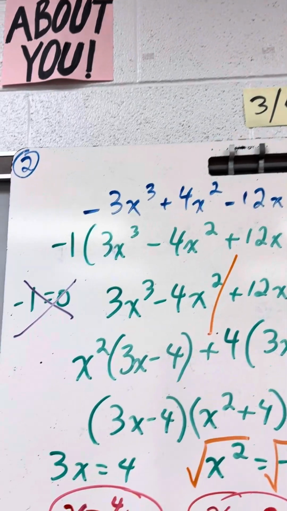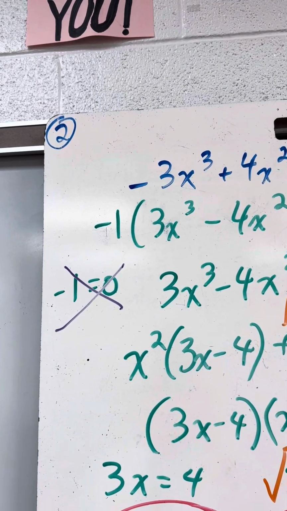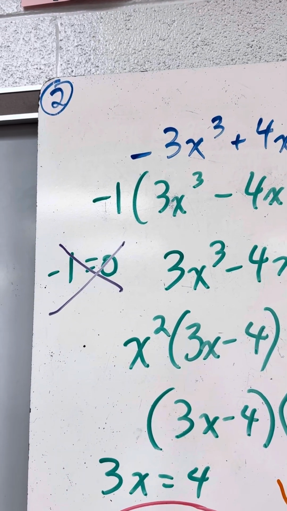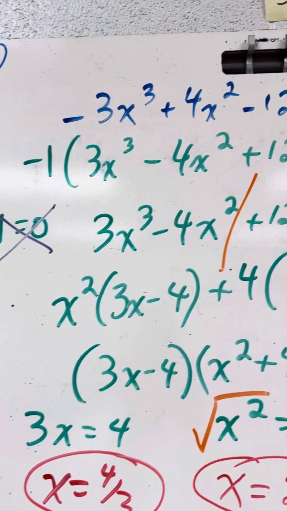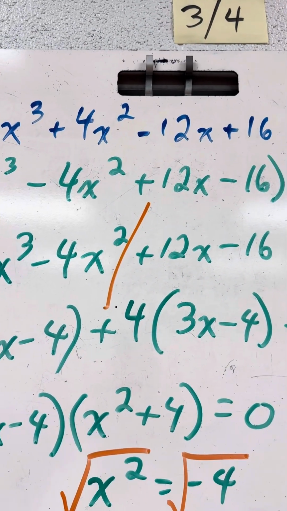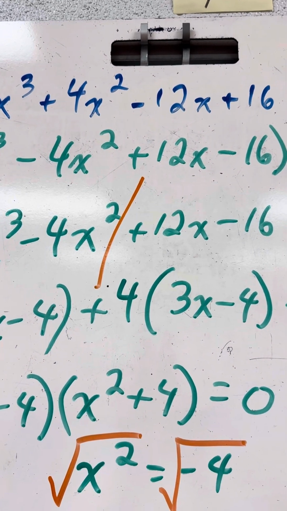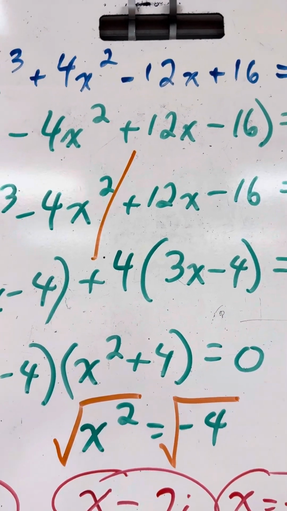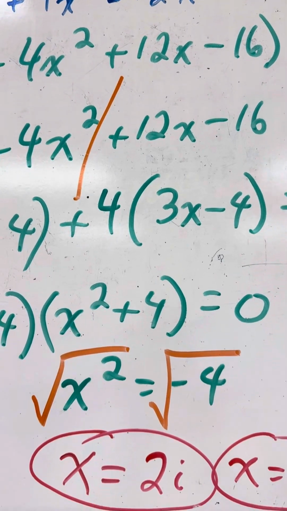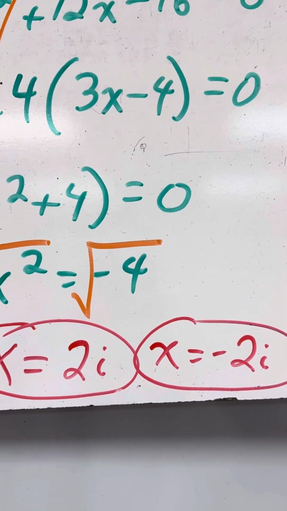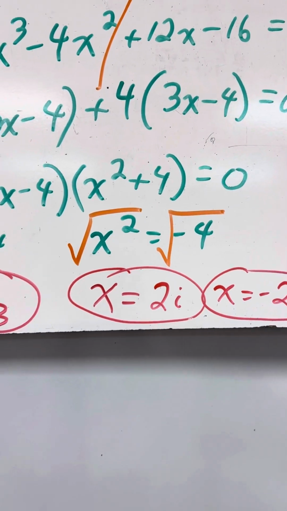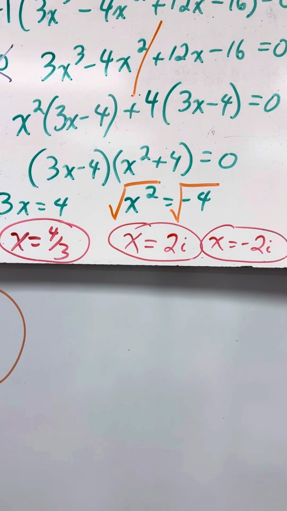So you have 3x minus 4 equals 0, or 3x equals 4. X equals 4 over 3. And you have x squared equals negative 4. Take the square root. And x equals positive 2i and negative 2i. Or you could write it as plus or minus 2i. Either way.